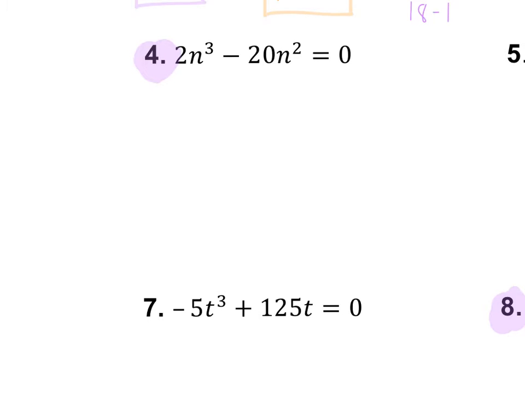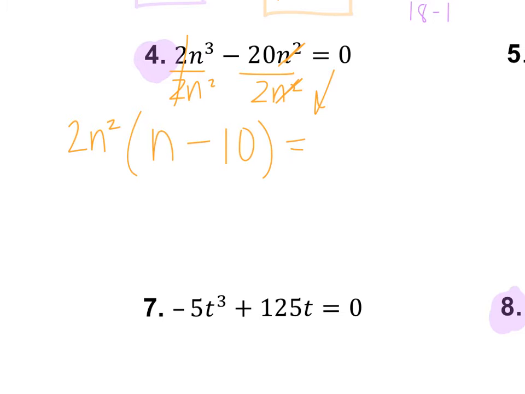All right? So first things first, what do I always need to look for? Good, a greatest common factor. What can I take out of all of these terms? Good, I have a 2. Anything else? Good, n squared. So if I divide a 2n squared out of all of these terms, that becomes a 1. What would I be left with? N, good. My n squareds over here cancel out. Negative 20 divided by 2 would be minus 10. Drop down my equals 0.